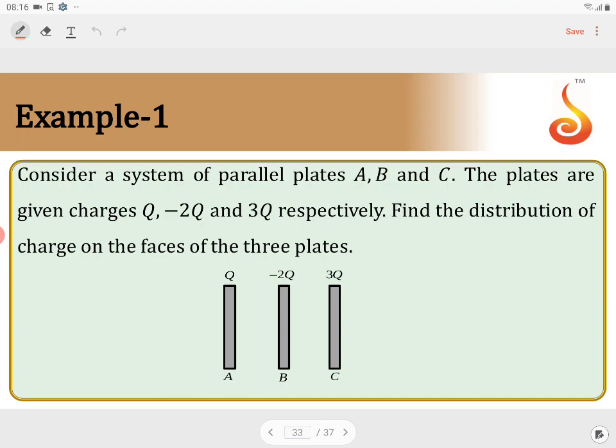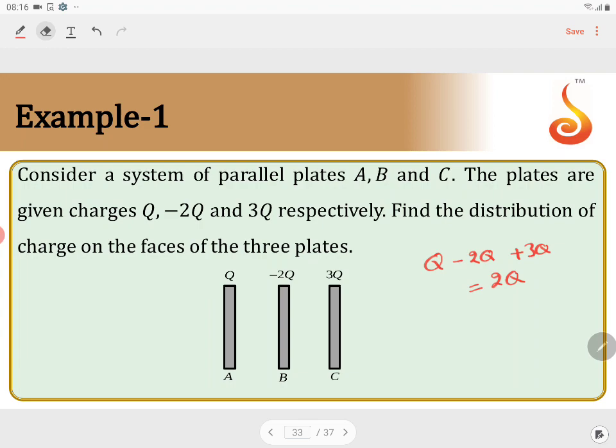First, we have to calculate the total net charge. So what is the total net charge here? It is Q minus 2Q plus 3Q, which is 4Q minus 2Q, so there is 2Q. So that initial total charge you have to calculate first.